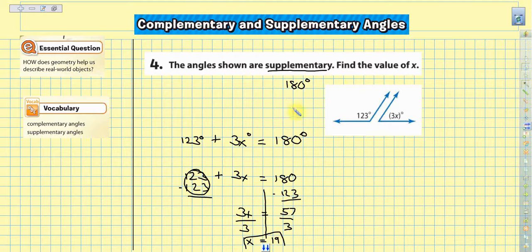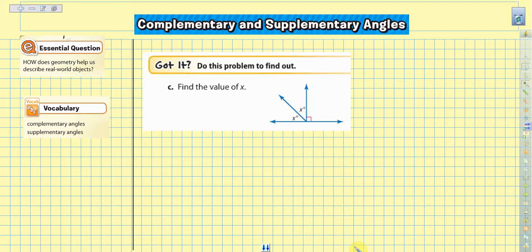So what would I do? The main thing here is I know supplementary means 180. I know that if I add these two together, I'm going to get 180, so I show it. 123 plus 3x is equal to 180. Then I solve the equation. Your turn to try. You're going to find the value of x. Give you a hint. That's equal to 90 right there.